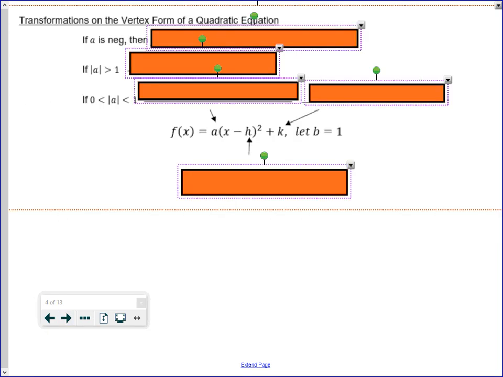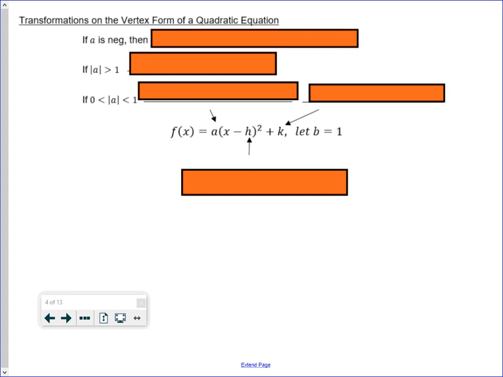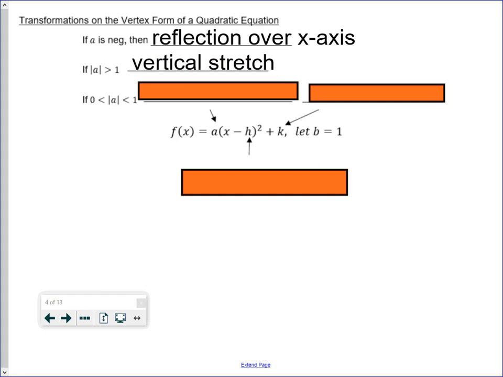So now we're going to talk about the transformations of this function. The same transformations apply here as they did in the previous sections. If a is negative, it's still going to be a vertical reflection over the x-axis. If the absolute value of a is greater than 1, so basically something like 1.1, 1.2, 2, 3, 4, 5, stuff like that, that's going to get a vertical stretch. Any absolute value of a bigger than 1 is a vertical stretch.